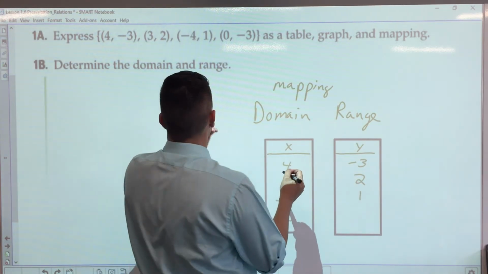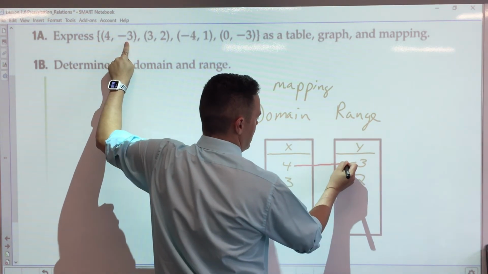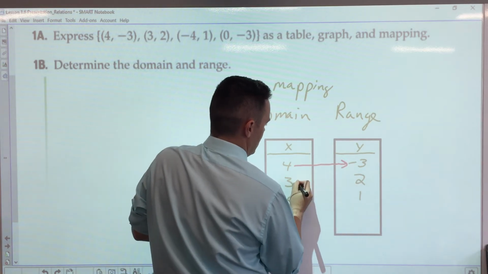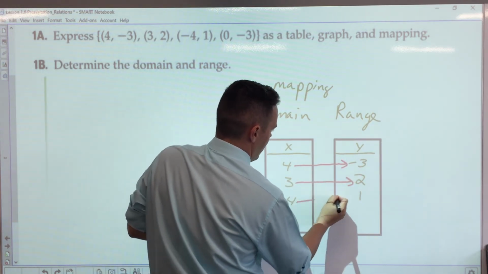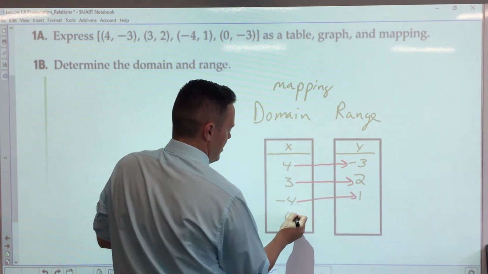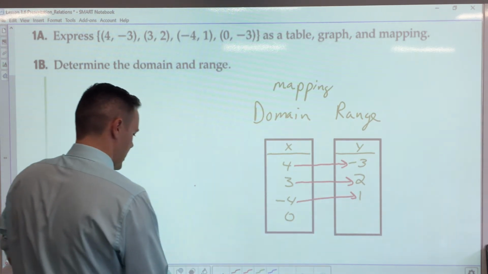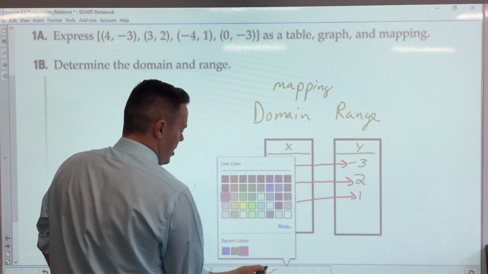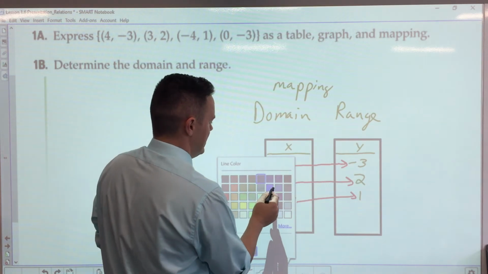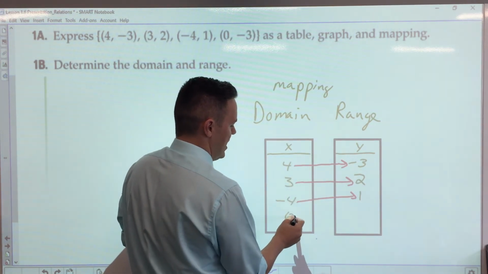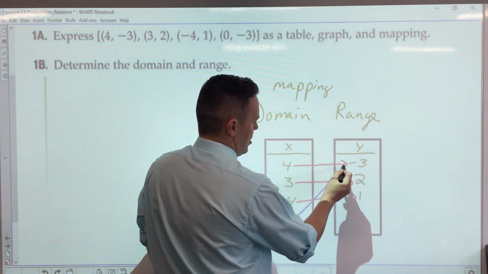All right, now we change it up here. Now we draw it together, right? So it was 4, -3. It was 3, 2, -4, 1. And then, ladies and gentlemen, it was also, now, here's the trick. Okay, it's up to you on how you want to draw this particular piece of lovely awesomeness. Okay, the mapping should draw like that.